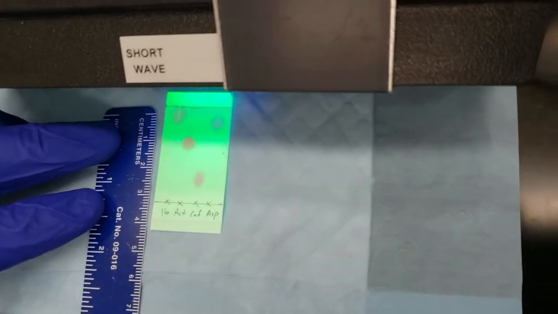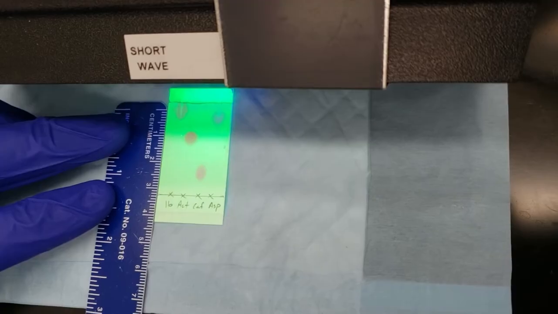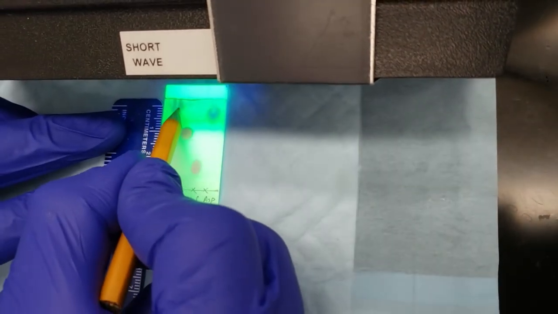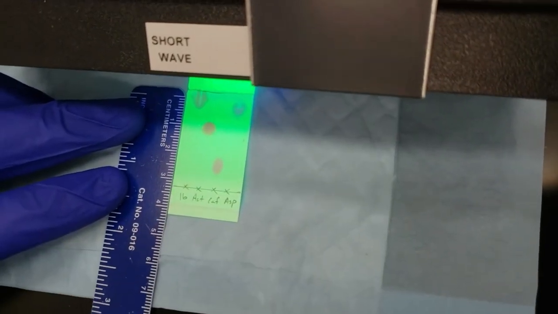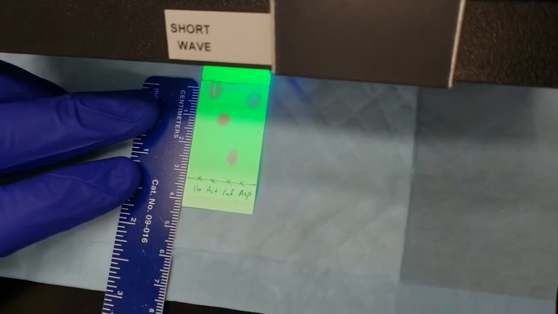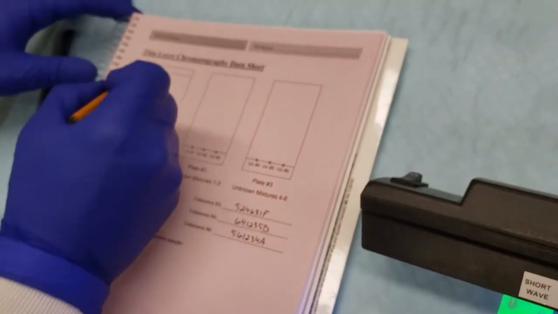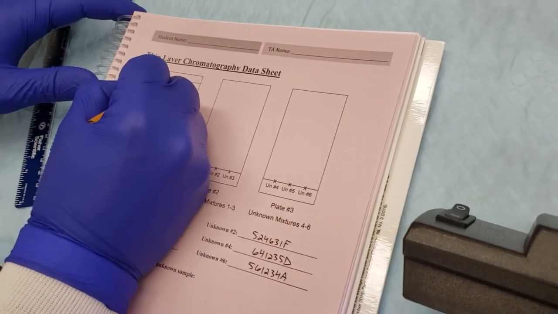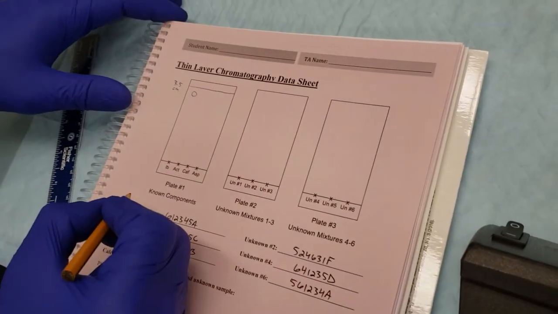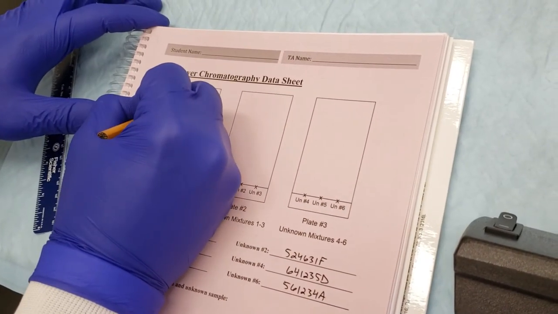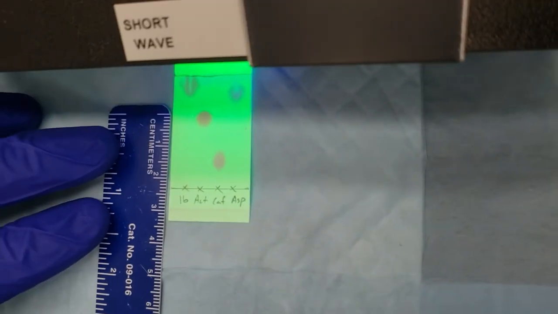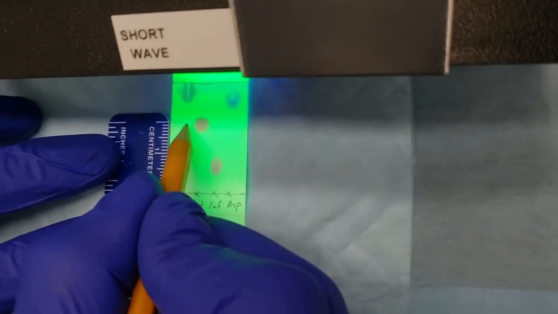And we're going to measure from the center of the individual spots back to the origin. So if I take the center of this ibuprofen spot, we're looking at roughly 3.2 centimeters. Go back to our data sheet. I'm going to draw in my spot for ibuprofen, and I'll say 3.2 centimeters. We'll come back and take a look at our acetaminophen, measuring again from the center of our spot.